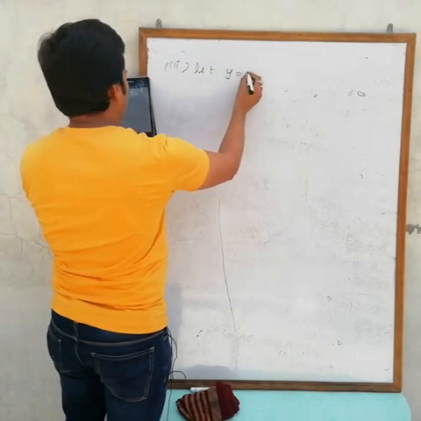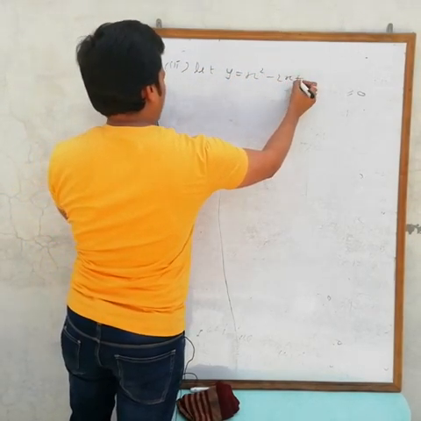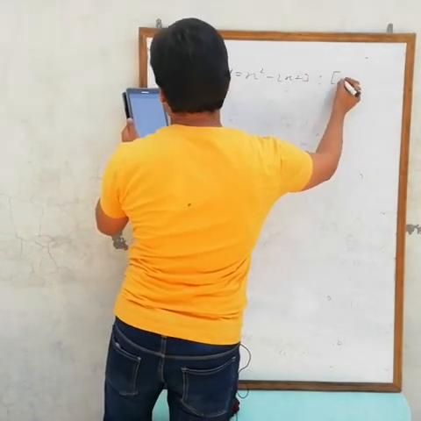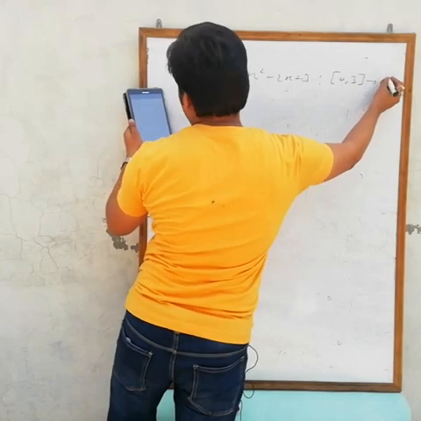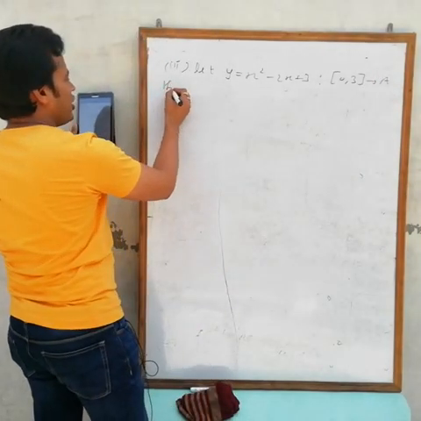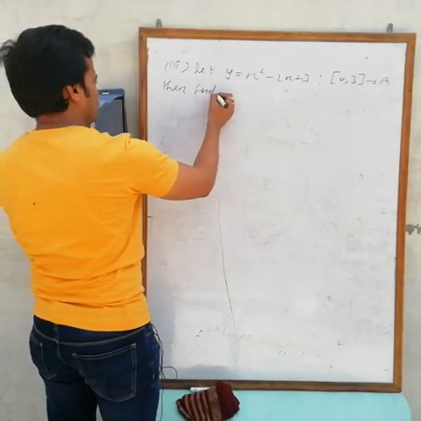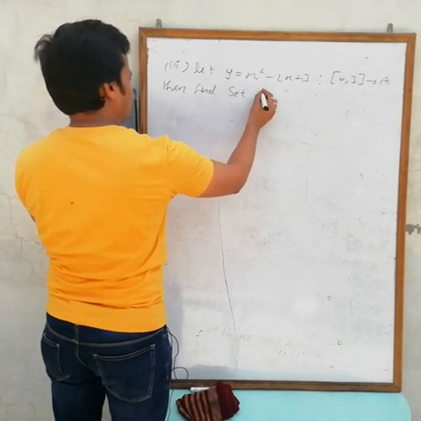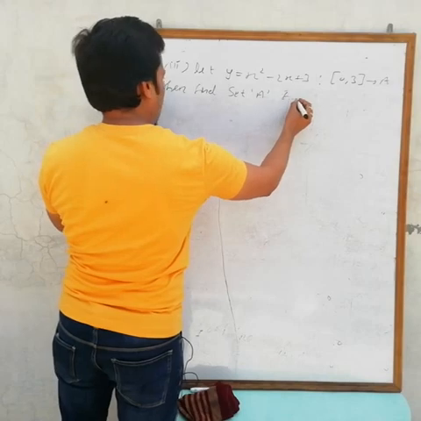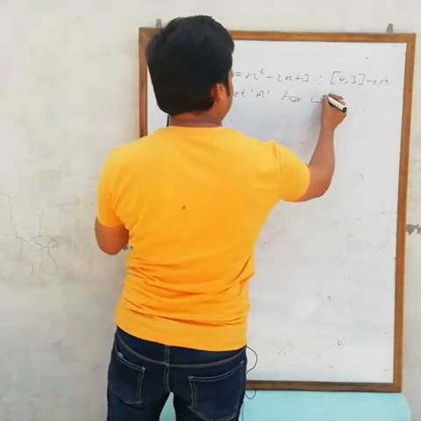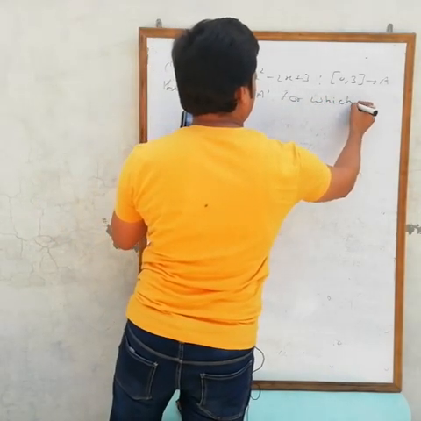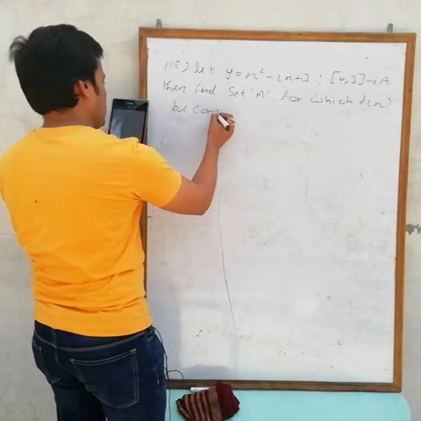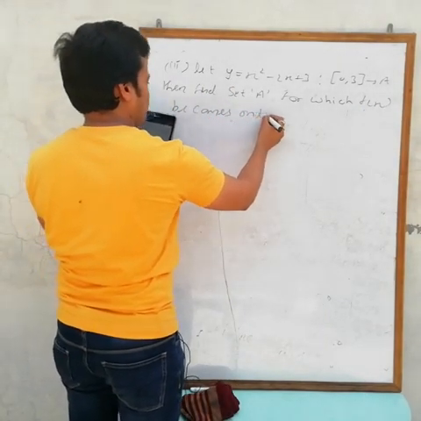Let y equals x square minus 2x plus 3, that is defined from 0 comma 3 to A. Then find the set A for which f(x) becomes onto.